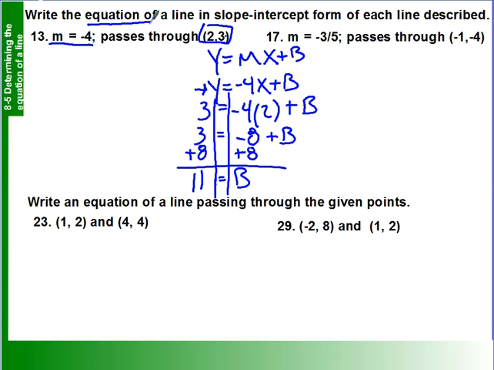Y equals -4x plus 11. And there you have it. And you're done. So let's do one more.